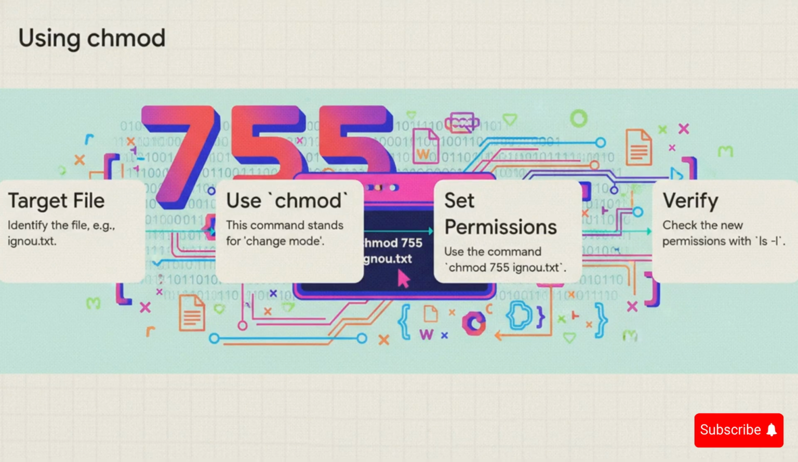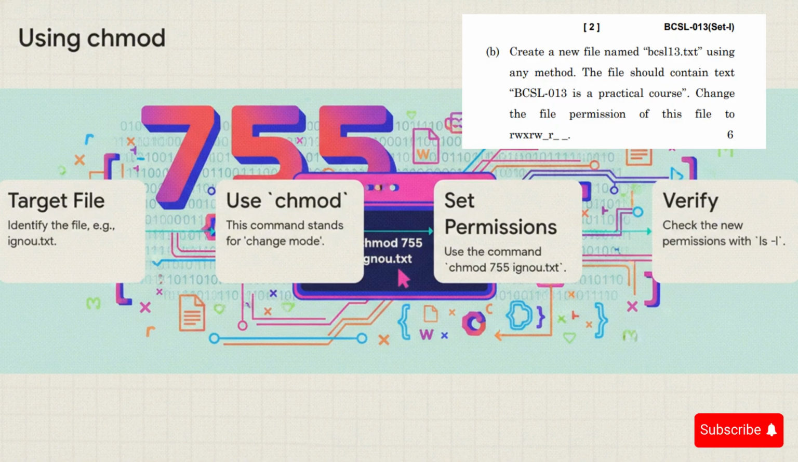So how do you actually do it? You use the chmod command, which is just short for change mode. Now those numbers, 755, they're just a numeric shortcut for the permissions we just talked about. 7 means read, write, and execute, full control. 5 means just read and execute. So chmod 755 on your file does exactly what the exam asks. It's a super common setting, by the way.